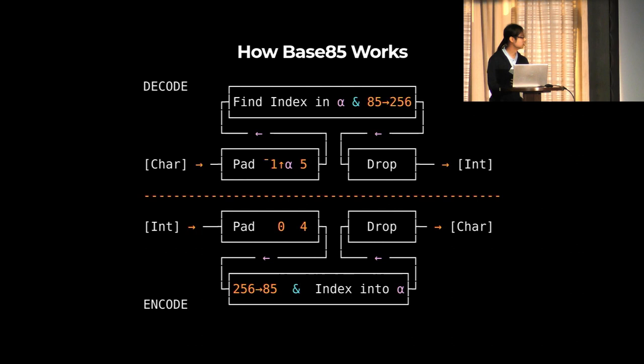And let's talk about how base 85 works. The decoding and encoding are kind of a mirror of each other. To decode a base 85 string, you have to pad your input to a length of multiple of 5 with the last character in the character set. After that, you find where each character lives in the character set, which is its index, and translate that index from base 85 to base 256. And after that, you just drop as many things as you padded. The encode part is quite similar, but you do the reverse thing here, and you pad 0 to a multiple of 4 at the beginning. Yes.